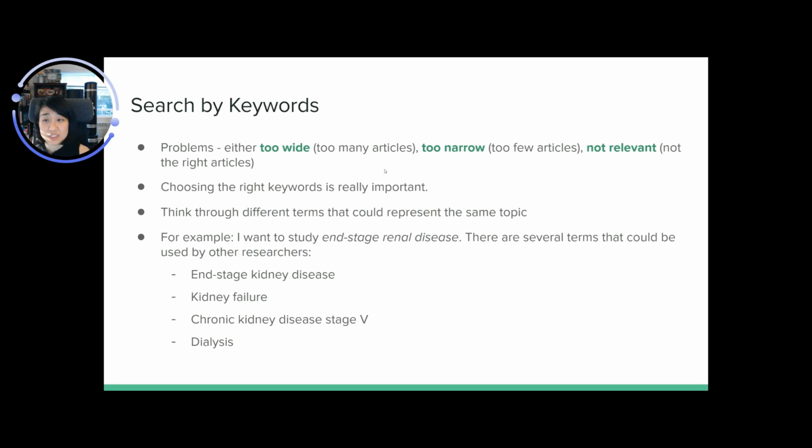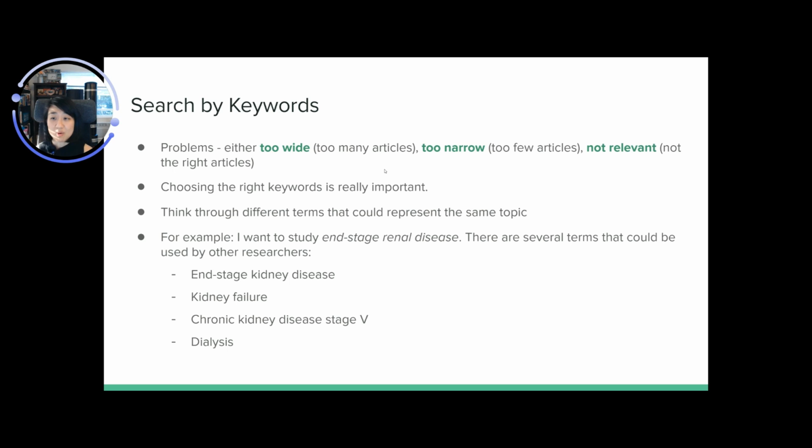This is really important as you do a literature review at the start. Usually the biggest problem is either too wide, you put the keyword and you get too many articles, or too narrow, too few articles, or third, the issue is not relevant. So you get a bunch of articles, but it's not the right one. So choosing the right keywords is really important.